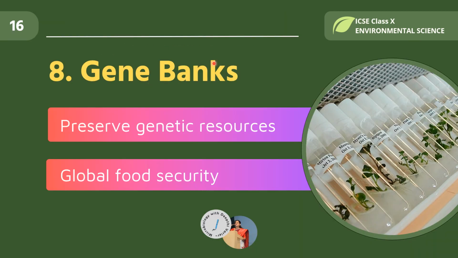The last sustainable agriculture method included in your syllabus is gene banks. A gene bank is basically the storage of genetic material. How do you store the genetic material? You could store it in the form of seeds, or you could freeze the cuttings of the plants. The main objective behind it is that you are able to preserve the genetic resources for the future, so you are able to conserve the biodiversity. Not just that, it also helps in global food security, which is our next topic.